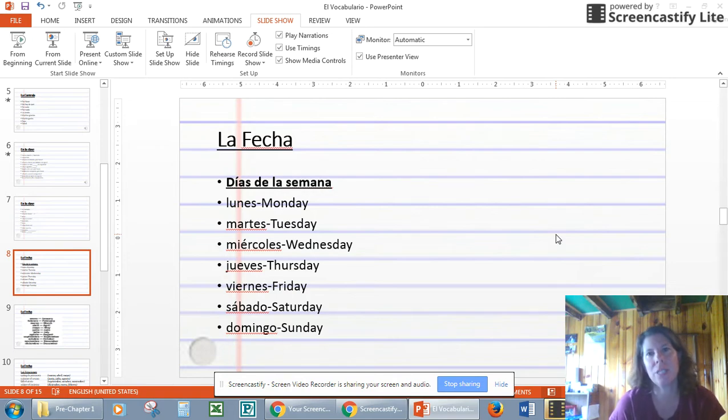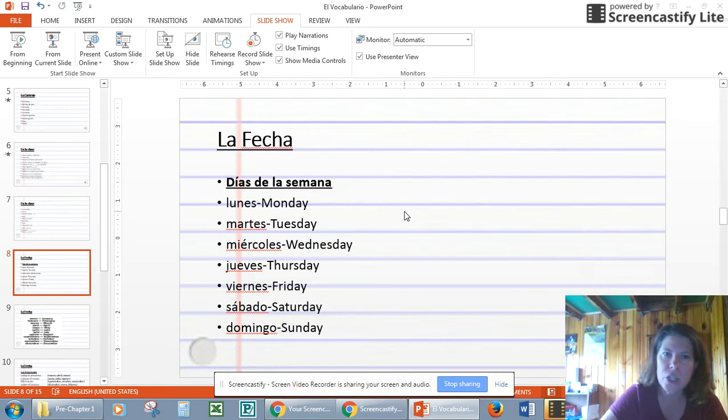Hoy vamos a continuar con el vocabulario preliminar. Vamos a hablar de la fecha, los números y los colores. Aquí tenemos la fecha. This means the date. So we have días de la semana, days of the week.